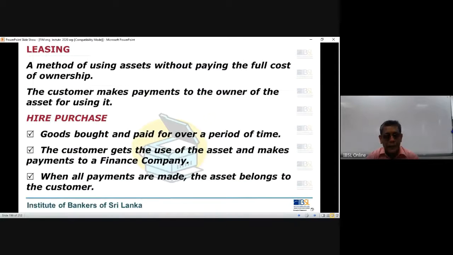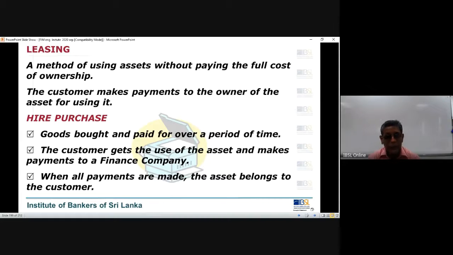Then the next one is leasing. Now we have two types of leasing we noted. That is financial lease and operational lease, right? Now, if you want to use some assets without paying the full cost of ownership, you can enter into a leasing arrangement. The customer makes payments to the owner of the asset for using it.